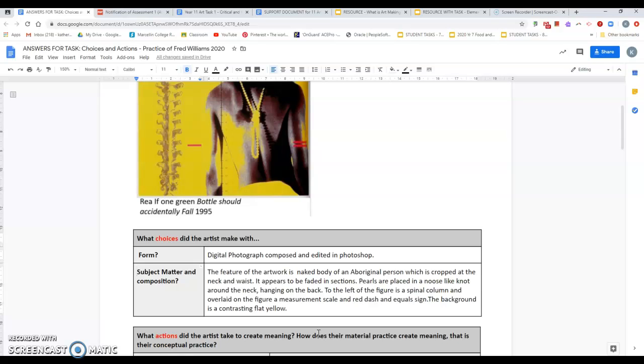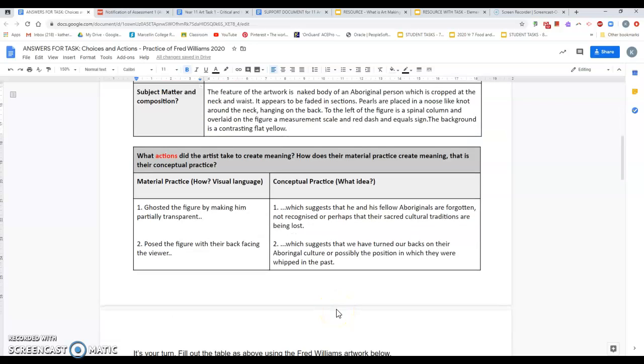Right, composition. To the left of the figure is a spinal column. Overlaid on the figure, a measurement scale, a red dash, and an equal sign. The background is a contrasting flat yellow. So that's that. We've described the artwork. Now let's really jump into what choices and actions the artist has made to communicate these ideas. So the choice to ghost the figure by making them partially transparent.